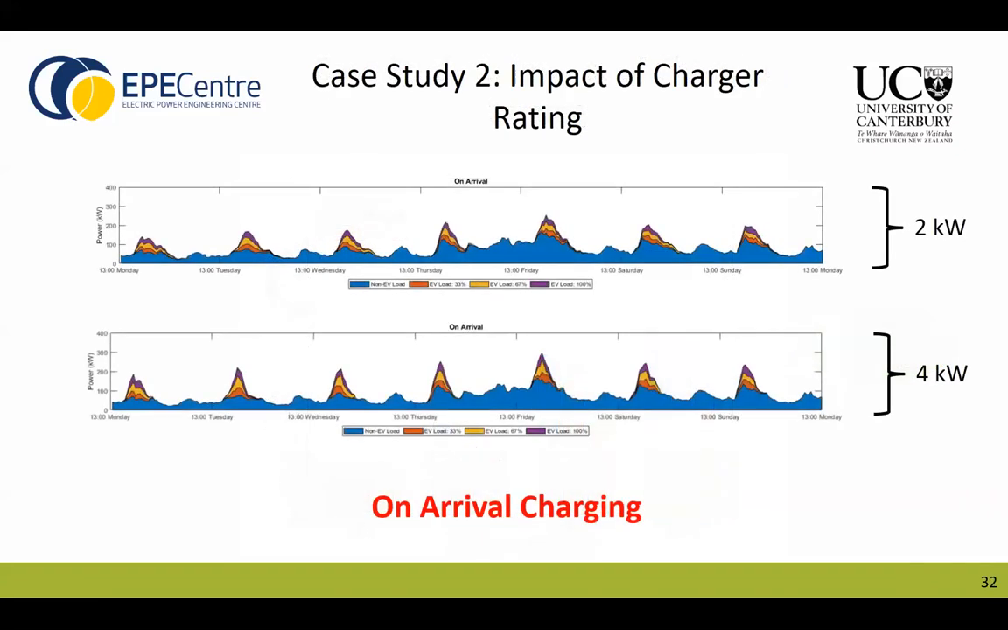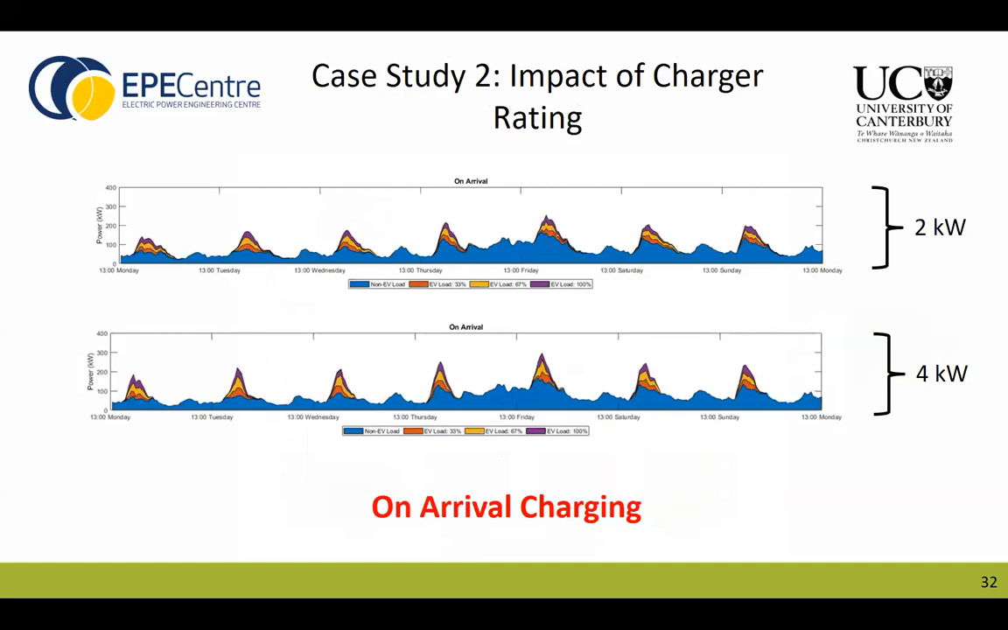Sweet. Moving on, let's now look at the impact of charger rating. Here we're going to consider 2 and 4 kilowatt chargers corresponding to the slow and medium classifications that were discussed previously. Again, shown here are the weekly transformer load profiles for 7 consecutive days. And sorry if I didn't mention this before and you can't see it, the y-axis is real power in kilowatts.